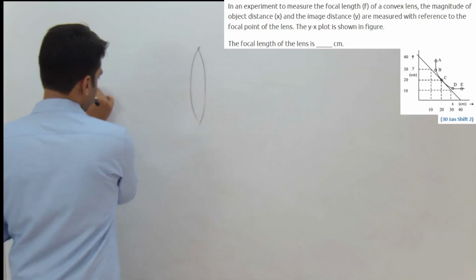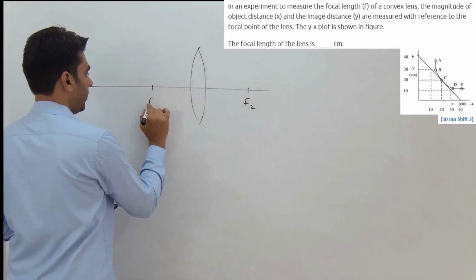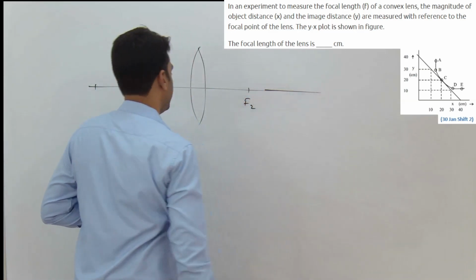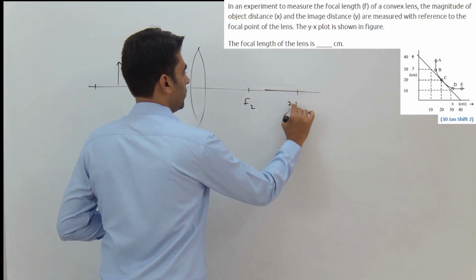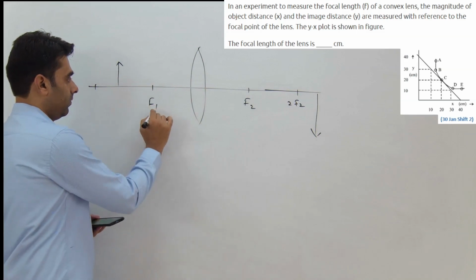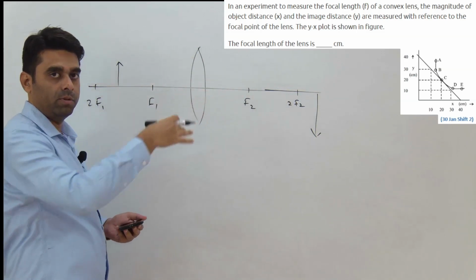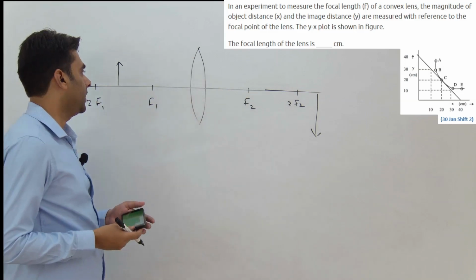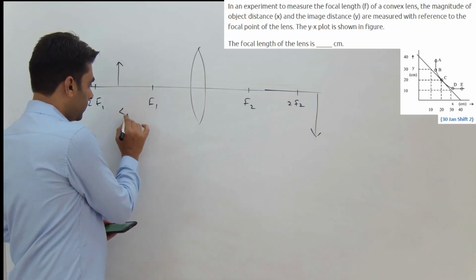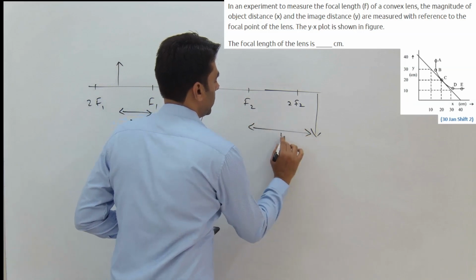Let's take a situation. A convex lens is there. Let's say our two foci are f2 and f1. This is our object. The image will be forming somewhere over here. This is 2f2 and this is where our image will be. I have taken a specific situation: when the object is between f1 and 2f1, the image will be forming beyond 2f2. Now the distances are measured from the focus. This distance is given as x and this distance is y.